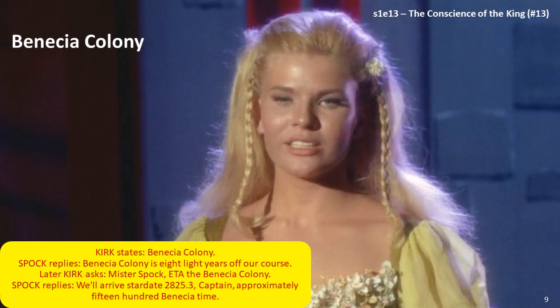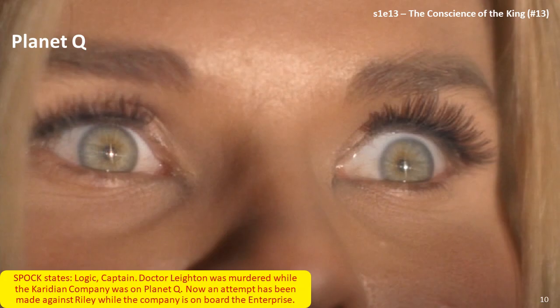Beneka colony is an Earth colony, which must obviously mean it's human inhabited. The Caridian company was on planet Q. We get another planet where Dr. Leighton was murdered. Dr. Leighton is human, and it's assumed the Caridian company was performing for humans. Thus, it must be an Earth planet. It's possible it was not a colony.